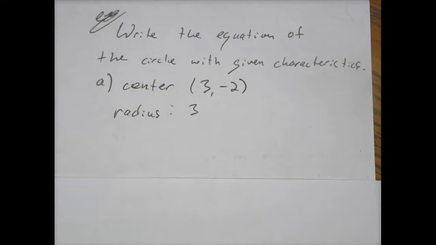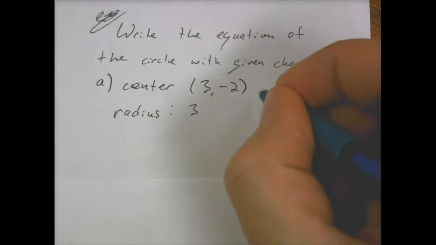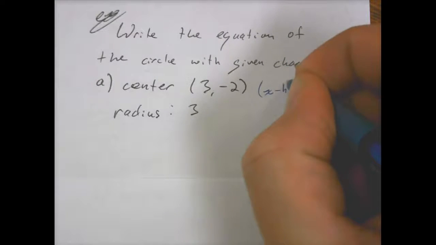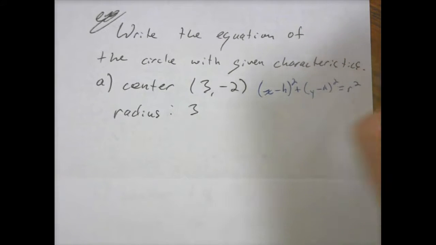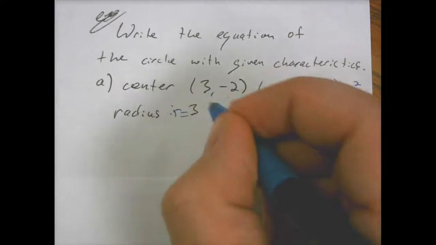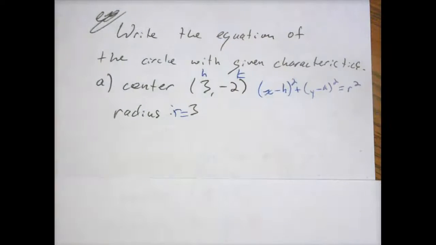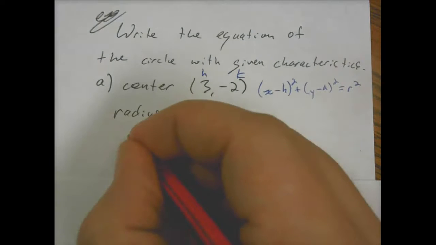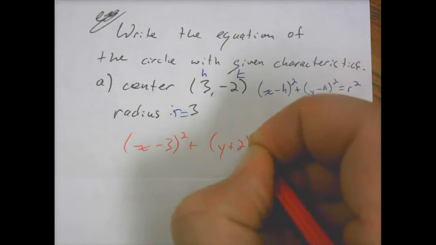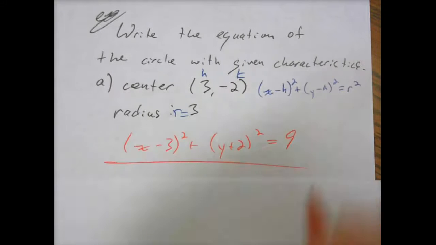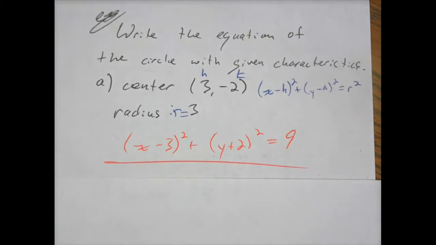Write the equation of the circle with the given characteristics. Well, I know I have the formula (x minus h) squared plus (y minus k) squared equals the radius squared. I'm given the radius, I'm given h, I'm given k. All I have to do is write it in the formula. So (x minus 3) squared plus (y plus 2) squared equals the radius squared, which is 9.